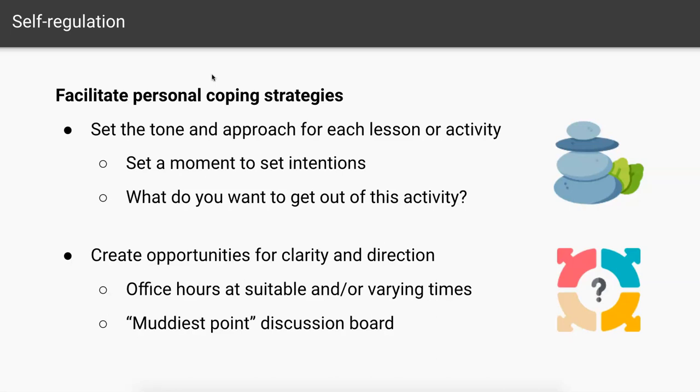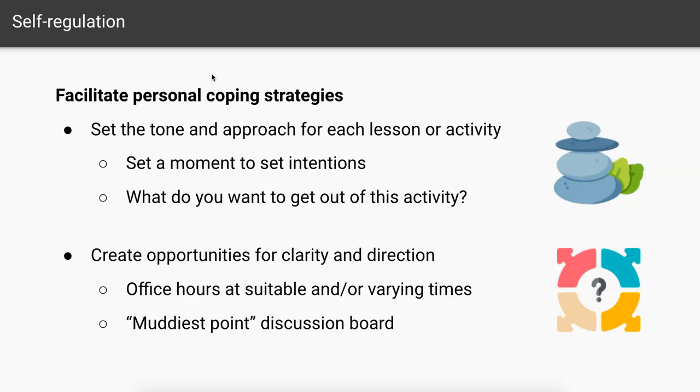So another thing you can also do is create opportunities for clarity and direction. So maybe students are not engaged because they're just confused in the class. So make your office hours at a suitable time so that the students can come to you and it's not inconvenient, or they don't have a time when they can't meet you because of a class conflict or something like that. It can be detrimental. So survey your students about good times for office hours, or have varying times for your office hours, or have virtual times for office hours so that a student who can't make it to campus can also attend, so that they can get the clarity and ask questions when they need to.